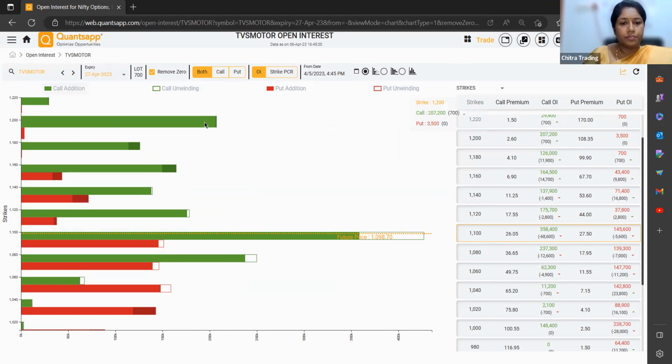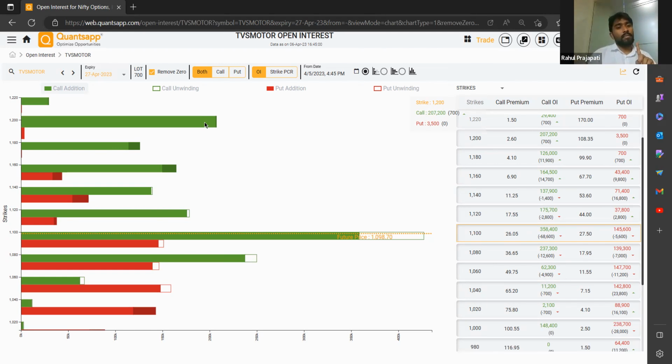So without looking at the chart, I know what the trend of TVS is. I know what level I can expect, and I know what level my stop loss should be. We don't need to check the chart actually. Without checking the chart, we can simply identify trend and levels.